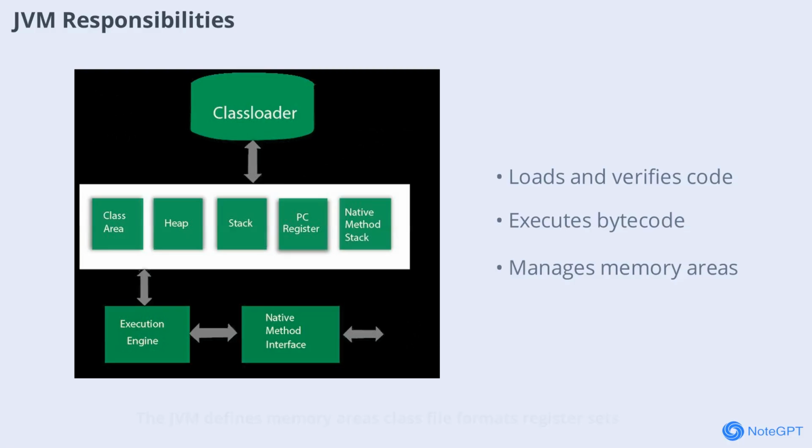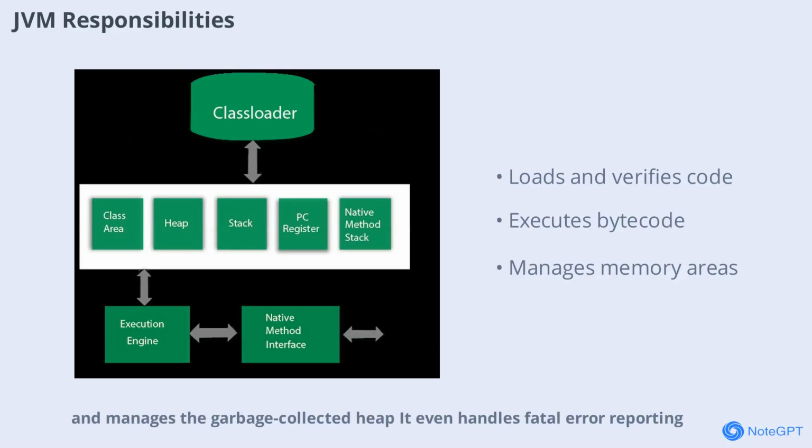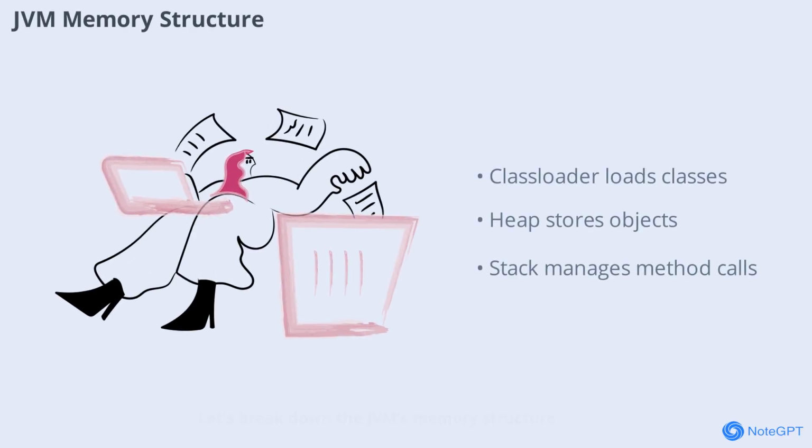The JVM defines memory areas, class file formats, register sets, and manages the garbage collected heap. It even handles fatal error reporting, ensuring your program runs smoothly or provides useful feedback if something goes wrong. This robust environment is what makes Java reliable and secure for developers. Let's break down the JVM's memory structure.